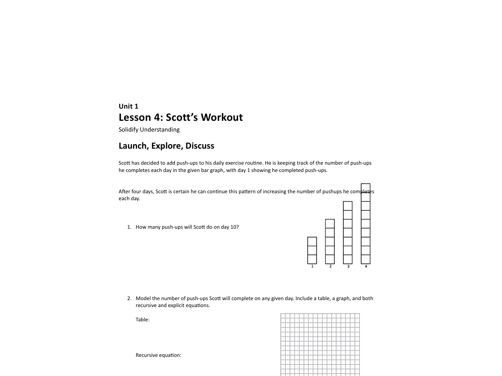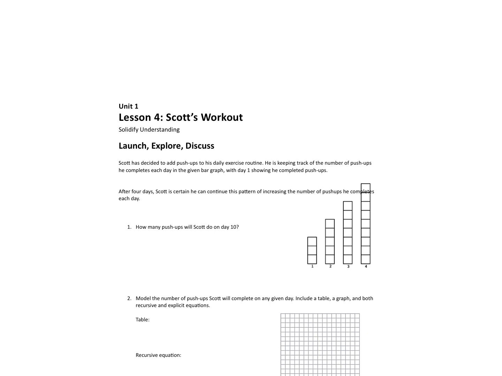In this, Scott has decided to add push-ups to his daily exercise routine. He is keeping track of the number of push-ups he completes each day in the given bar graph, with day 1 showing he completed 3 push-ups. After 4 days, Scott is certain he can continue this pattern of increasing the number of push-ups he completes each day. How many push-ups will Scott do on day 10?